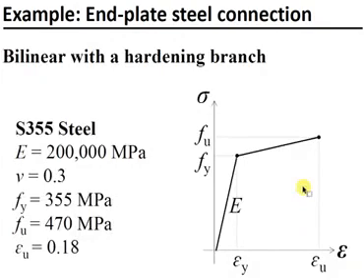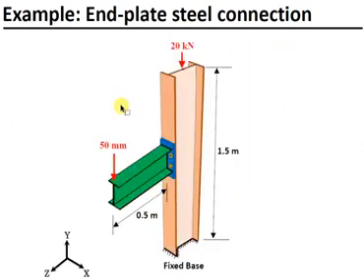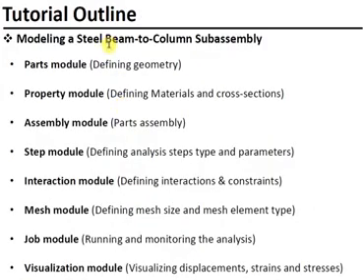This is the material that we are going to consider. Again, a simple bilinear material with a hardening branch, and these are the parameters of this material. This is a typical steel material like S355, similar to the one used mostly in Europe. So with the problem having been described, now we are going to go through ABAQUS and see how we define our problem, starting with the parts module or the definition of geometry. So see you in the next video.